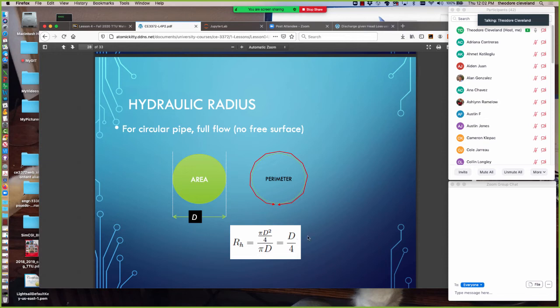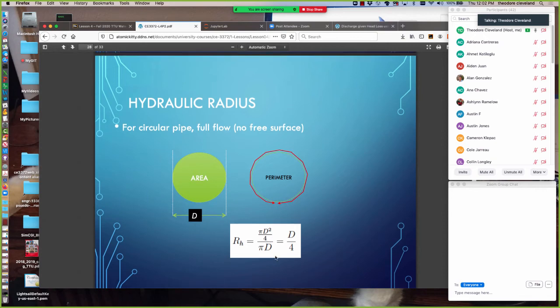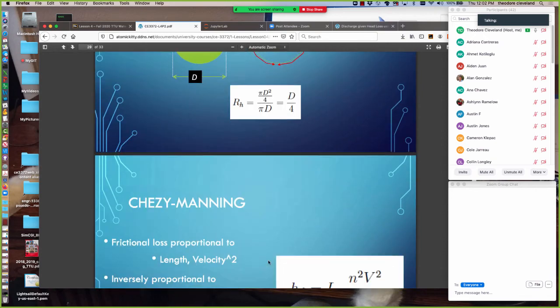That statement becomes false when the circular pipe is not full all the way. If there's any free surface, this is no longer true. You actually have to calculate the hydraulic radius.